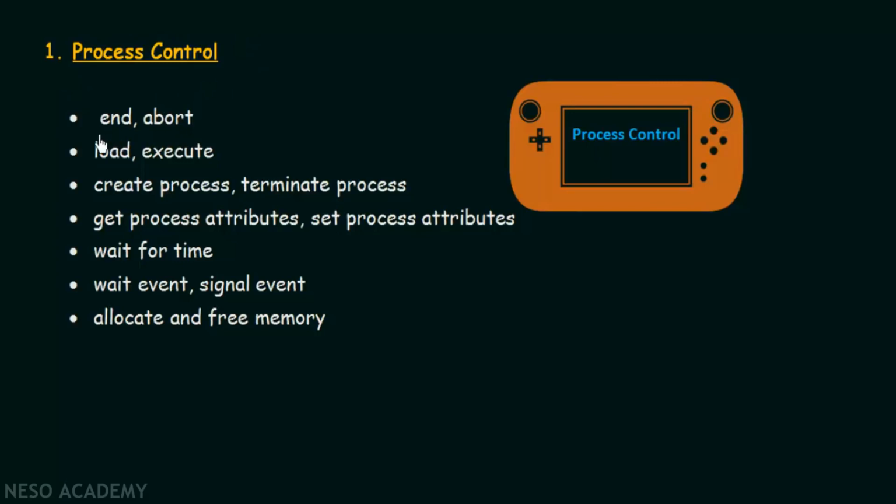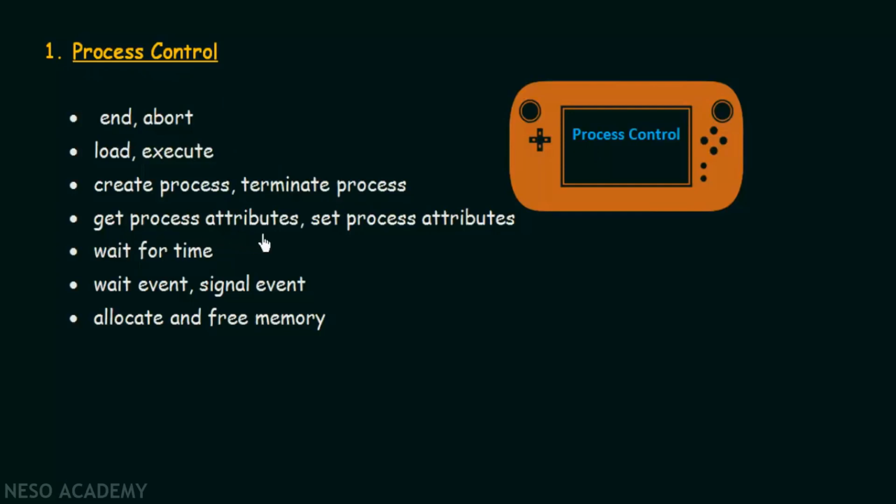So here are some examples. We have end or abort. By end, we mean to end the process in a normal way when it completes its execution. And by abort, we mean to halt that process when it encounters an error. So that is what we mean by end and abort. Then we have load and execute. By load, we mean to load a process, and execute means to execute a process. Then we have create process and terminate process. For creating a process or for terminating a process also, we need system calls, and they all fall under this category of process control system calls.